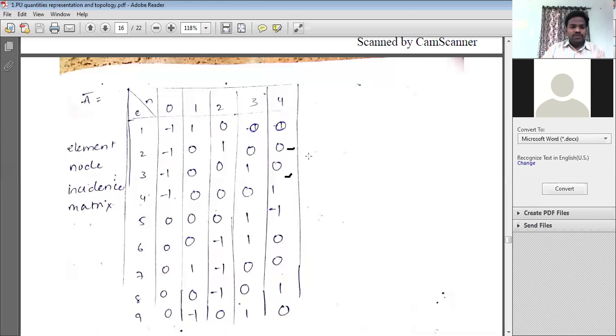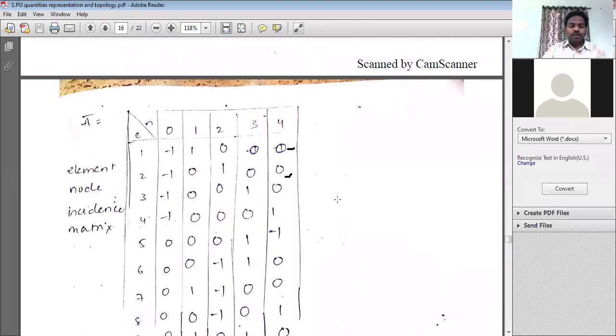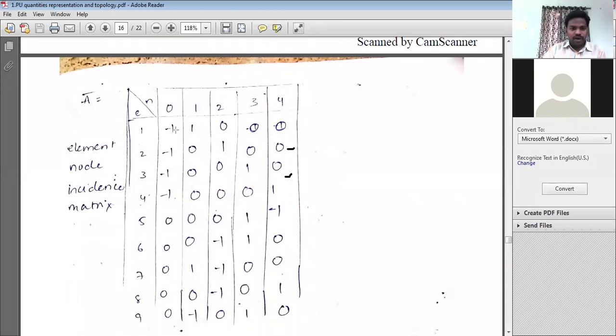So this is the element node incidence matrix of size 9 by 5. Now, how can you obtain the bus incidence matrix? That is also very simple. If you eliminate the column corresponding to the reference node 0, you will get the bus incidence matrix of size E by n minus 1.